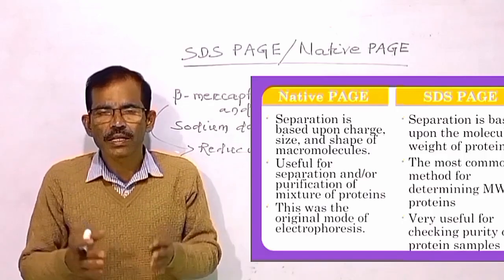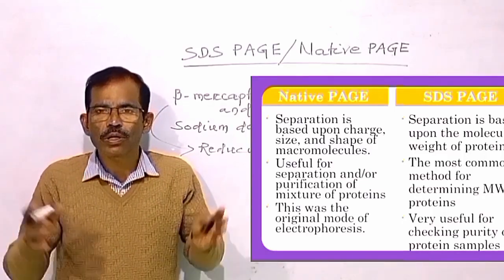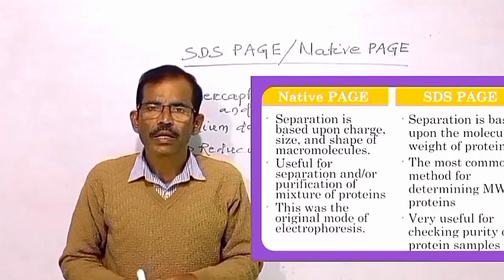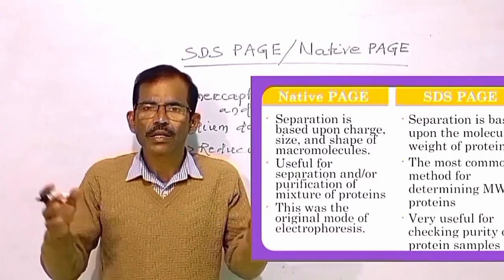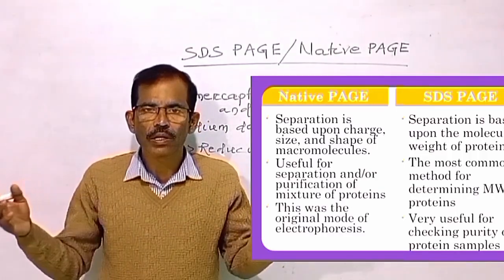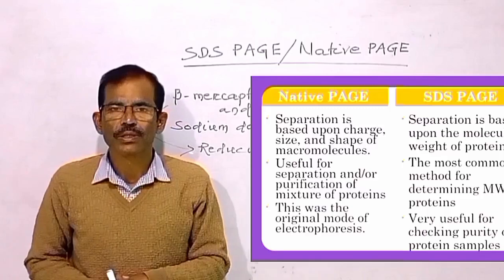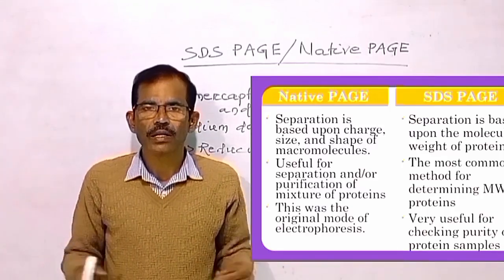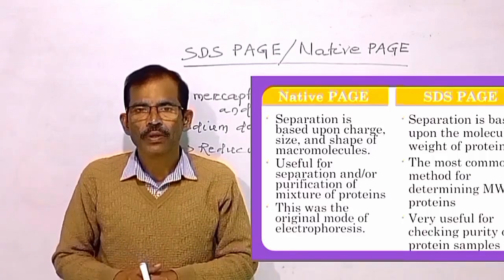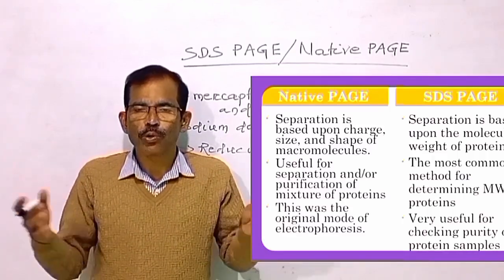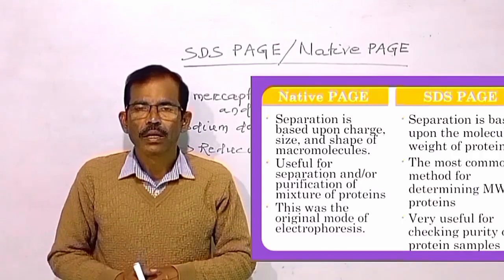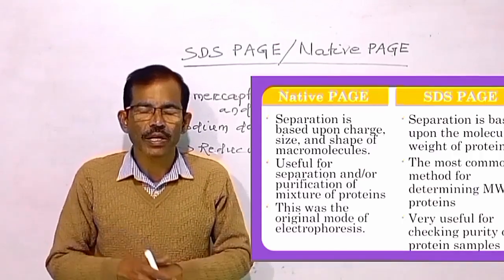In addition, native PAGE is performed at low temperature, around 4 degrees centigrade, in order to minimize heat-induced protein denaturation. So by native polyacrylamide gel electrophoresis, we can separate enzymes while retaining their native structure and function. After separation, the proteins can be identified without staining by adding a suitable substrate.